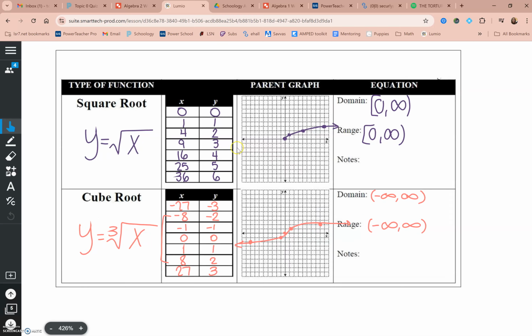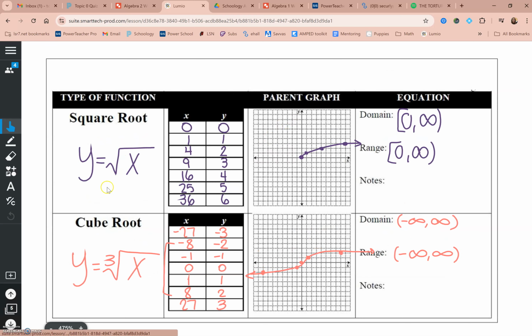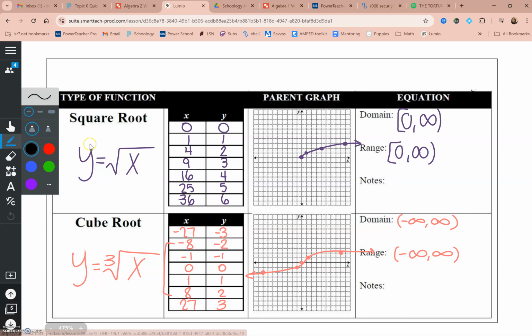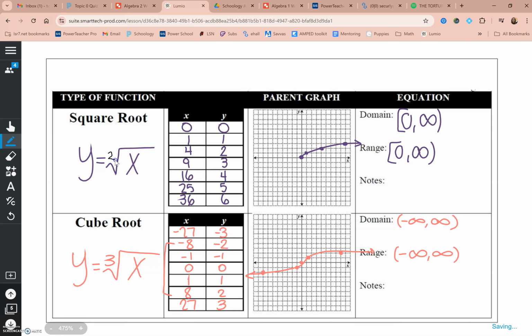Last two, start with the square root. You should be familiar with this symbol by now. y equals the square root of x. There is an imaginary 2 right here. You're never really going to see that written, so just know that if you don't see anything, it's an imaginary 2. When we take the square root, we cannot take the square root of a negative number. That is going to give us an imaginary number that we don't know how to deal with right now.